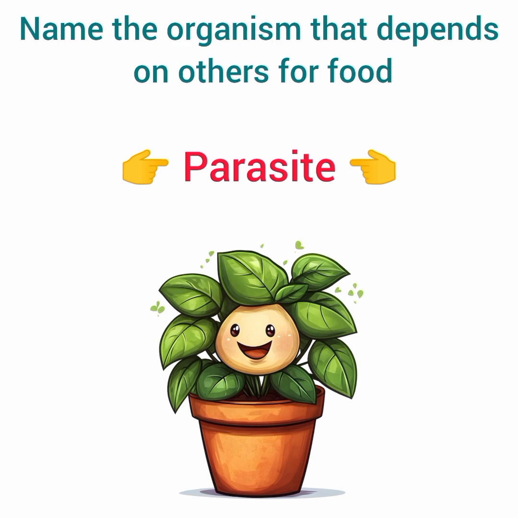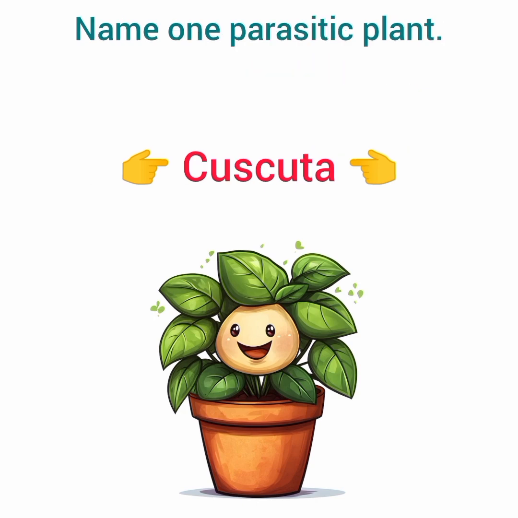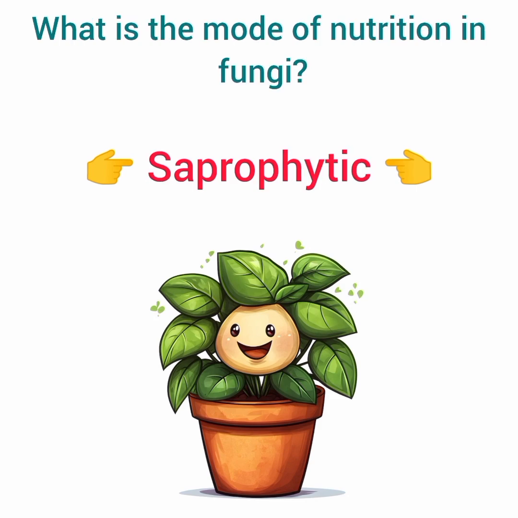Answer. Parasite. Name the insectivorous plant with pitcher-shaped leaves. Answer. Pitcher plant. Name one parasitic plant. Answer. Cuscuta. Cuscuta is commonly called. Answer. Amarbel. What is the mode of nutrition in fungi?